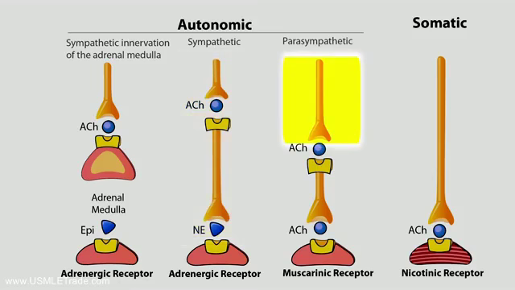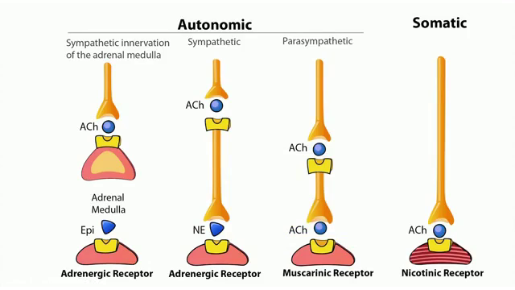Now, the parasympathetic nervous system uses very long preganglionic nerves, and the postganglionic fibers are really pretty short, with the ganglia close to or even within the organ that it's innervating. Now, this is in contrast to the sympathetic nerves, which have relatively short preganglionic fibers and very, very long postganglionic fibers. So why is that important?